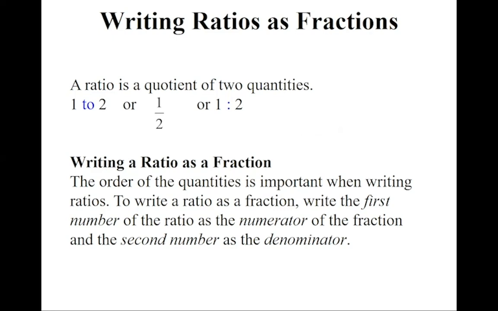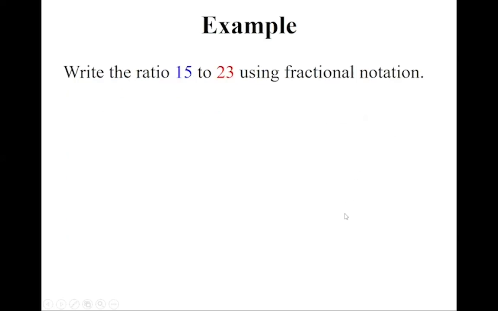To write a ratio as a fraction, we write the first number as the numerator and the second number as the denominator. So 1 to 2 is always 1 as the numerator, 2 as the denominator. Let's write the ratio 15 to 23 using fractional notation. This is easy peasy and, dare I say, lemon squeezy. 15 to 23 is 15 over 23. First number on top, second number on the bottom.